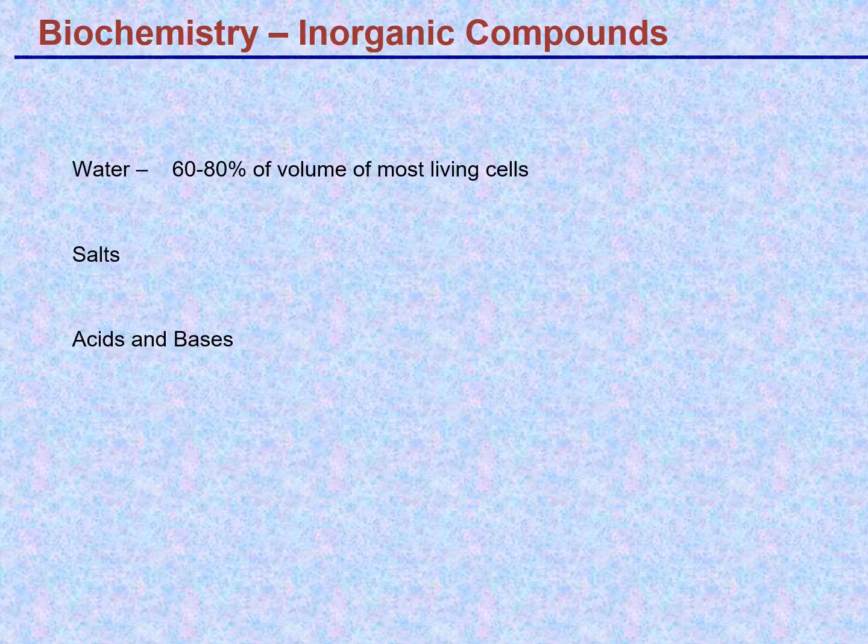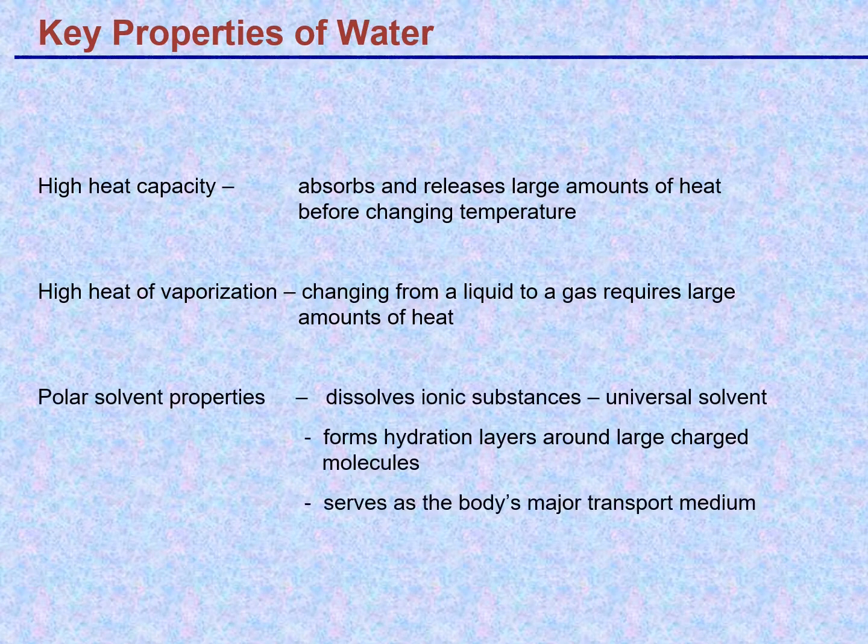Inorganic compounds include water, and 60 to 80% of cells are made up of water, and salts, as I said, and acids and bases. We'll go through each of these. There are certain key chemical and physical characteristics of water that lend themselves to living systems that allow us to be alive. Water is a key. It is our solvent. These properties include the fact that it has a high heat capacity. It will absorb or release large amounts of heat before it will change its temperature.